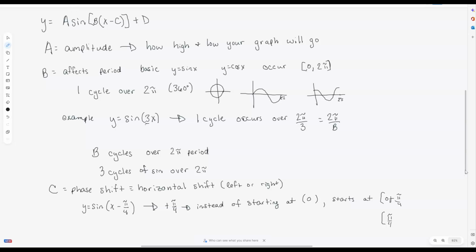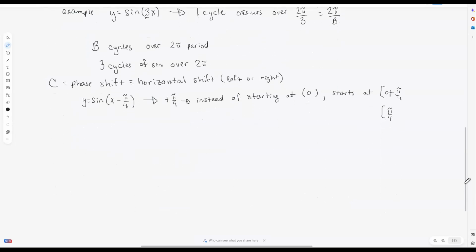Okay. And then your final thing to look at when you're graphing these is your D. Your D is your vertical shift. So this one's fairly straightforward. It's just kind of at the end, right? So vertical shift. So this one is our up or down, right? So this is up or down.